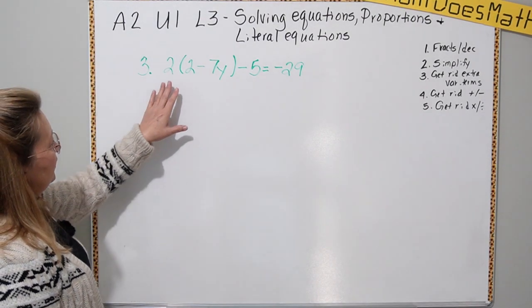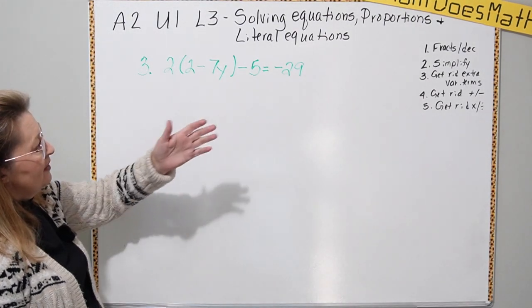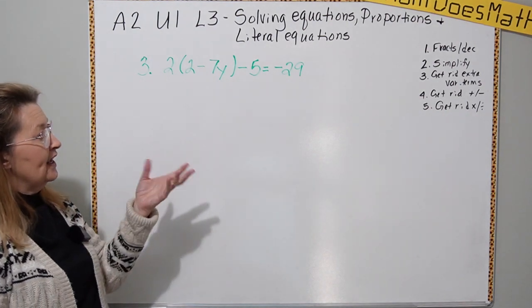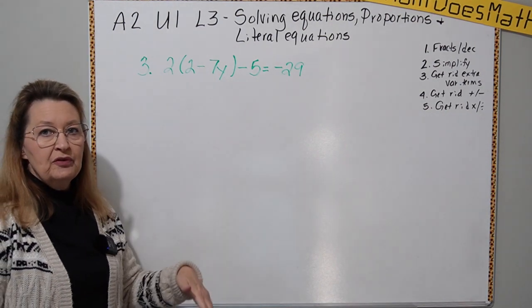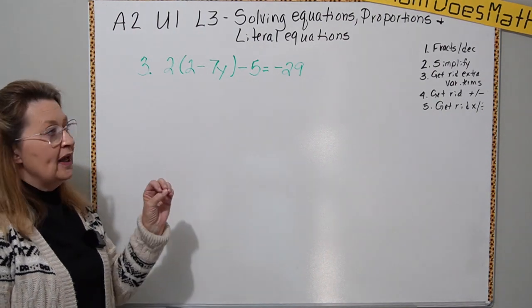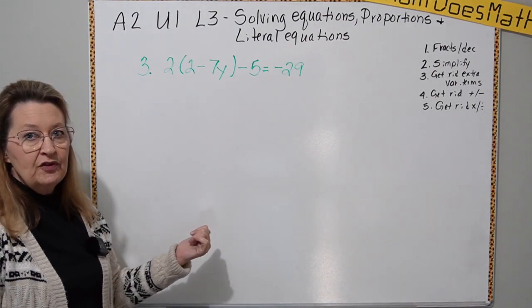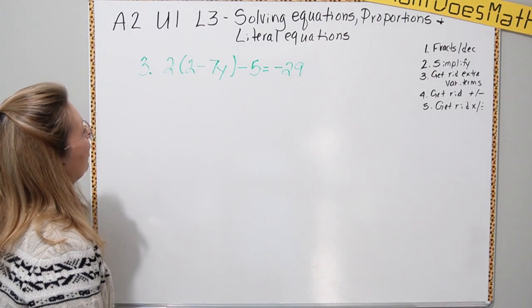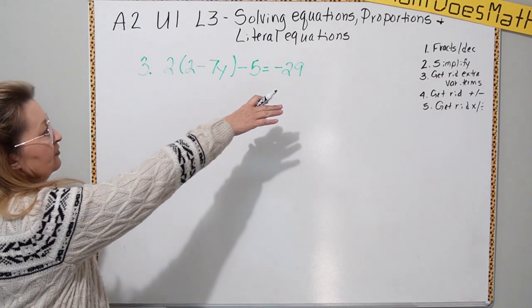Okay, here's number 3. 2 times (2 minus 7y) minus 5 equals negative 29. And it'd be a really good idea as we go through these problems, if you feel pretty comfortable with it, pause the video and work the problem and see if you get the same answer I did. All right, we are down to step 2.